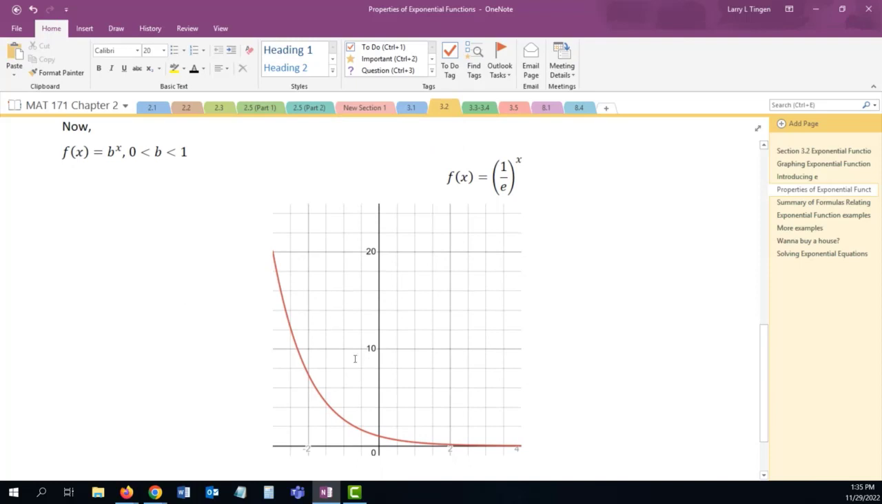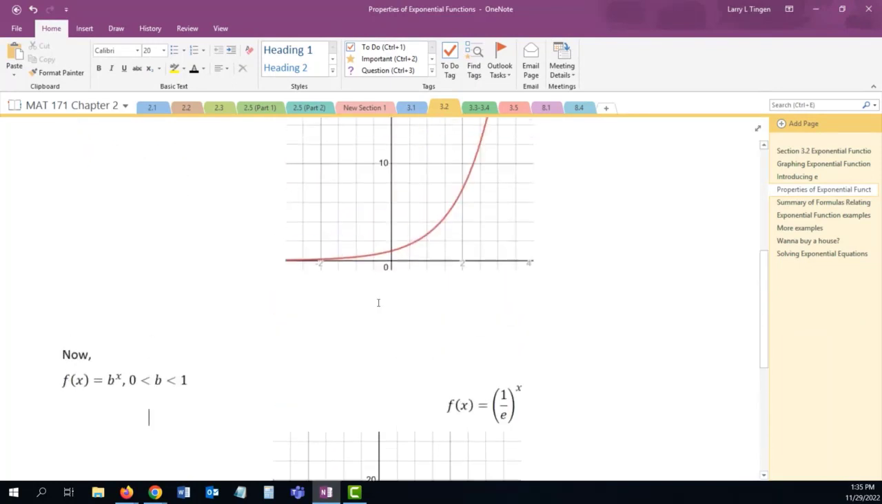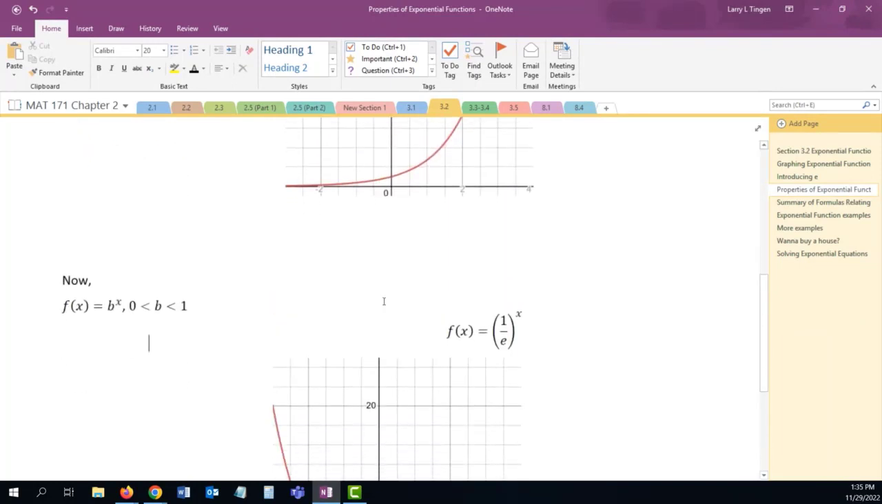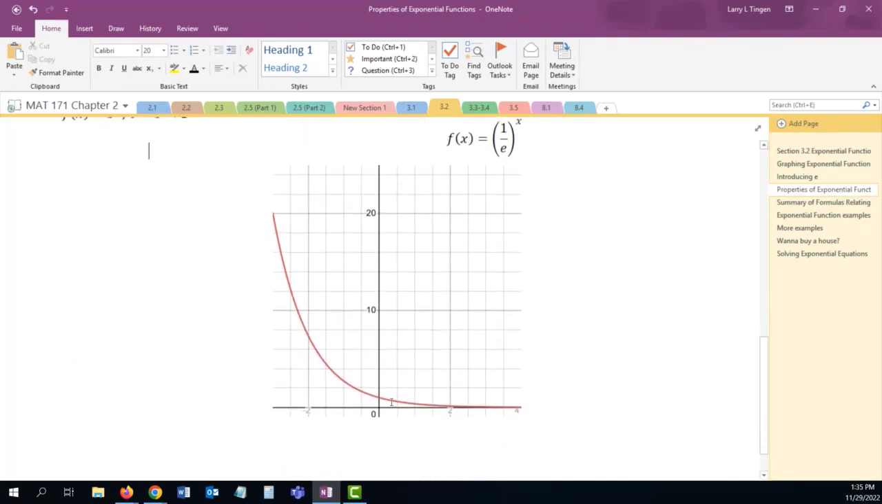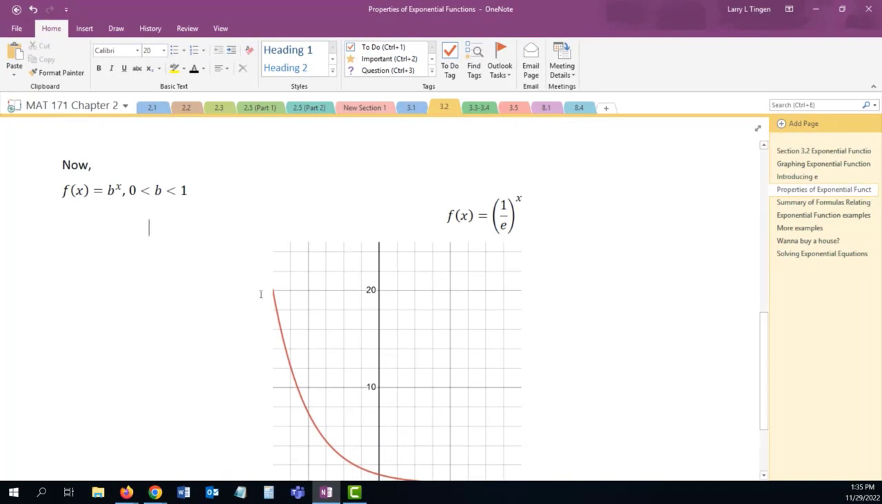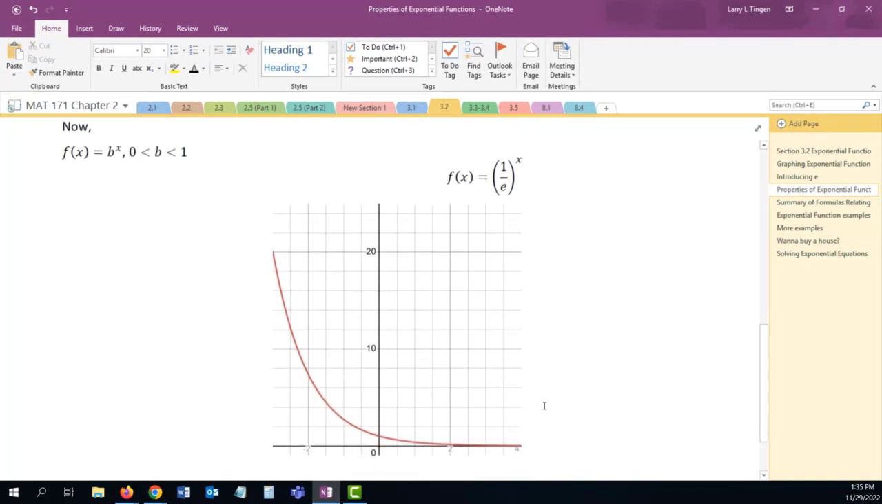Well, it flipped, right? It kind of looks like it sat up or laid down, just flopped over. What did it actually do? It has transformed, or it's flipped across the y-axis. Because now as x goes off toward negative infinity, the function goes off to positive infinity, and as x goes off to positive infinity, my function is diving for 0.